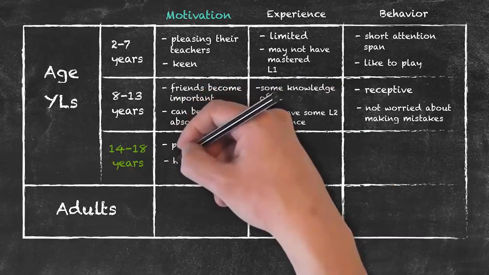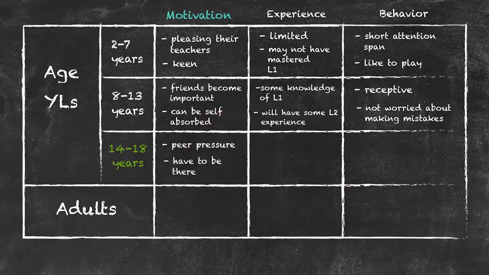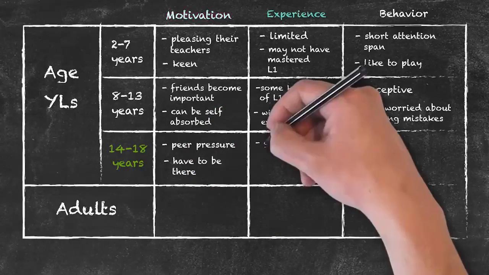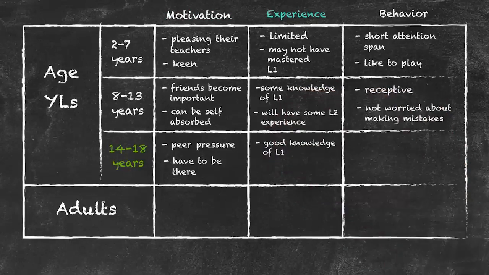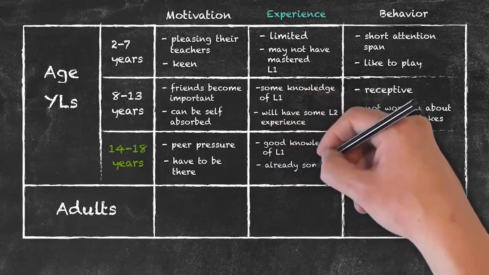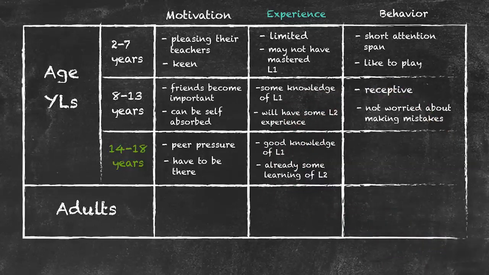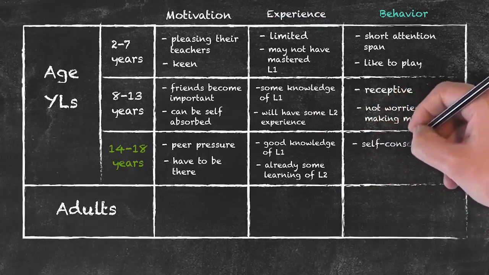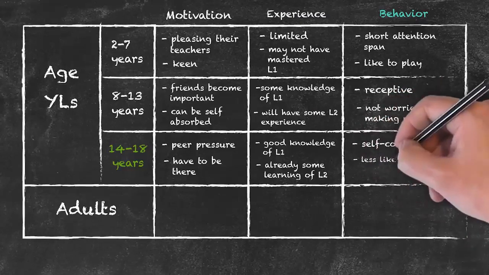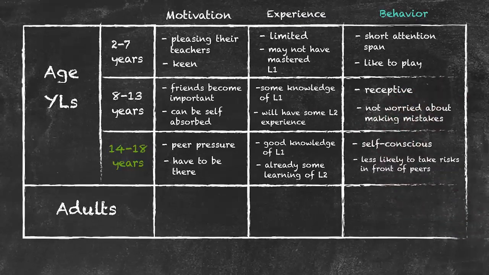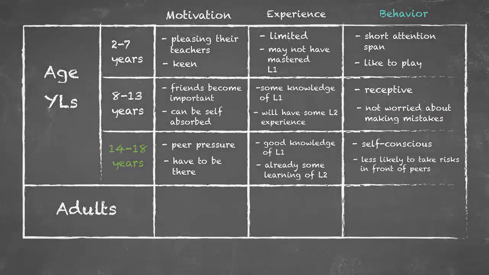And also we have the fact that they have to be there. Quite often at this age they don't have any choice about actually being there, and that can create its own problems. Here they will have a good knowledge of L1, and most likely they'll already have had some learning of some form or other in L2. What about their behaviours? Well, this can be a very difficult time for teenagers. They tend to be self-conscious first of all, and unlike students at the younger age, they tend to be less likely to take risks in front of their peers for fear of shaming themselves.